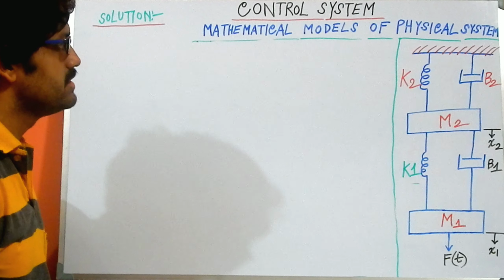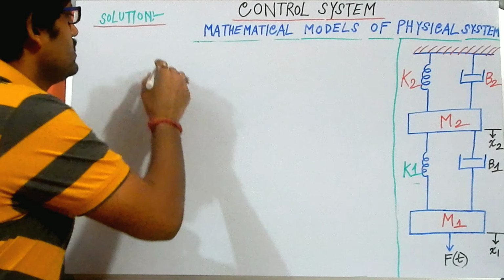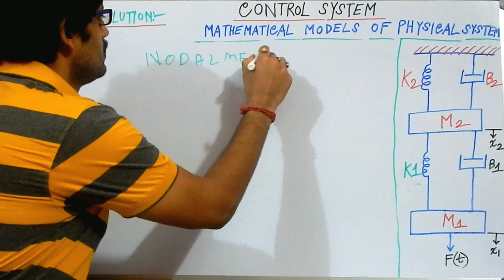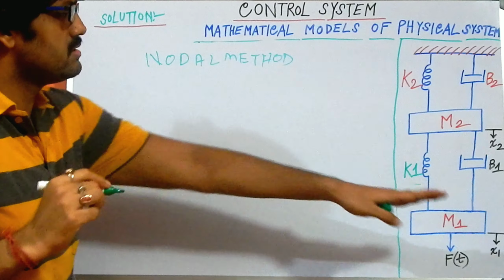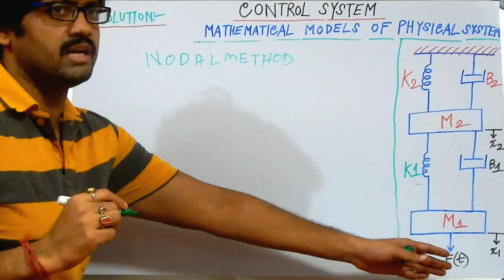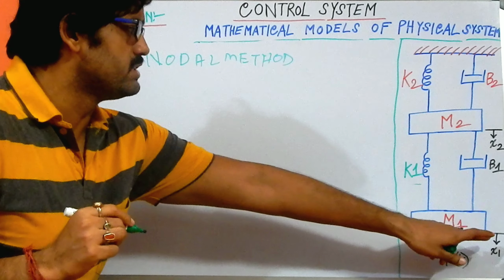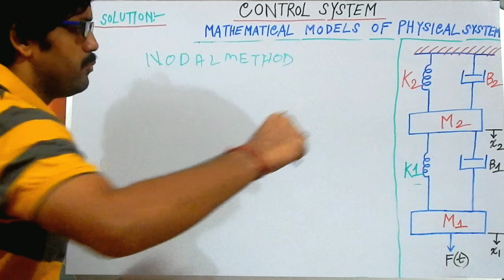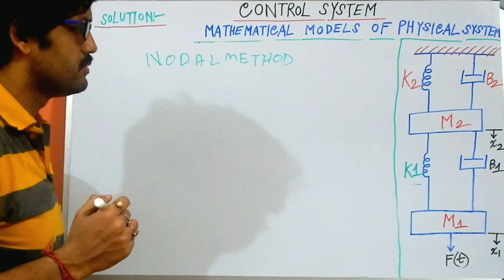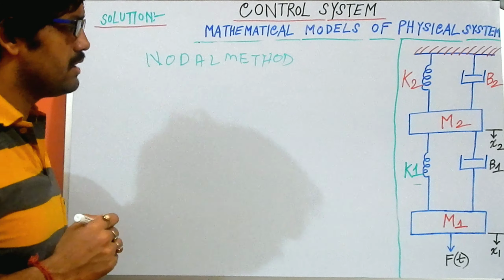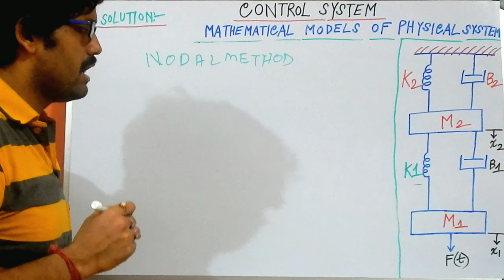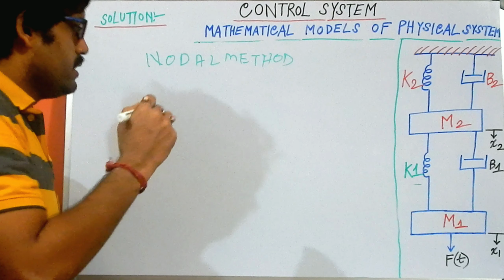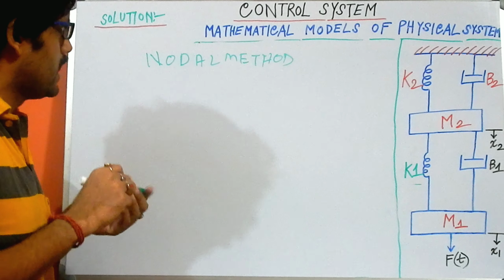The second method is very simple, and it is called the nodal method. If I look at our system, in the downward section I have applied a force, and two displacements are happening here. Displacement x1 happens on the block M1, and displacement x2 happens on M2. Our first method was the free body diagram method, but here I want to introduce a different method, which is our nodal method.